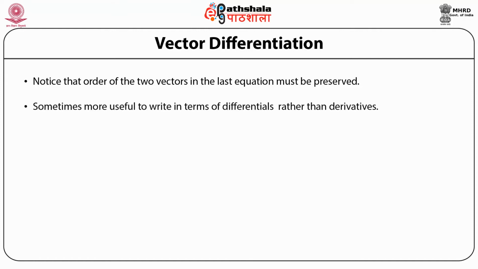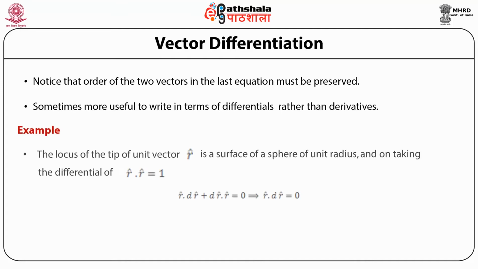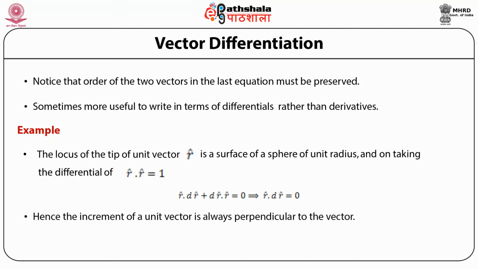Sometimes it is more useful to write in terms of differentials rather than derivatives. For example, the locus of the tip of the unit vector r cap is the surface of a sphere of unit radius, and on taking the differential of r cap dot r cap equals 1, we get r cap dot dr cap plus dr cap dot r cap equals 0, which implies that r cap dot dr cap equals 0. Hence, the increment of a unit vector is always perpendicular to the vector.